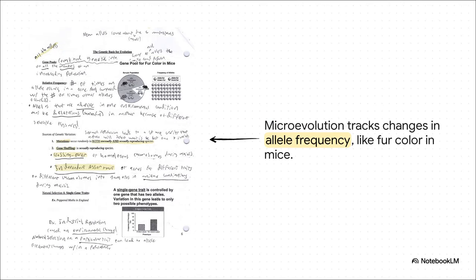Let's make this super clear. Imagine a big bag of marbles that represents all the genes for fur color in a population of mice. Some marbles are for brown fur, some are for black fur. Microevolution is just what happens when the percentage of brown marbles versus black marbles changes from one generation to the next. That's it. It's a shift in the population's genetic makeup.